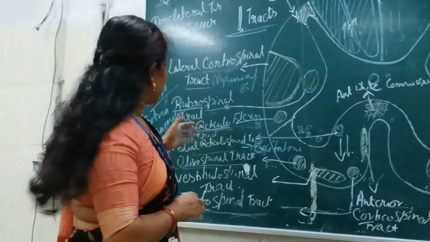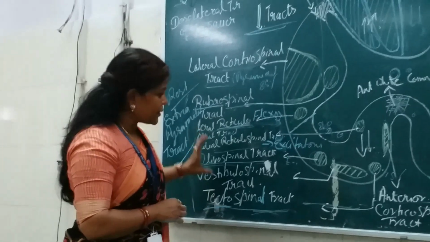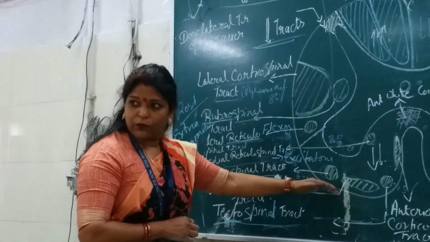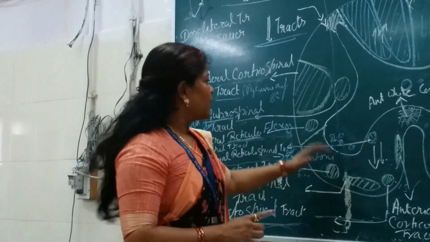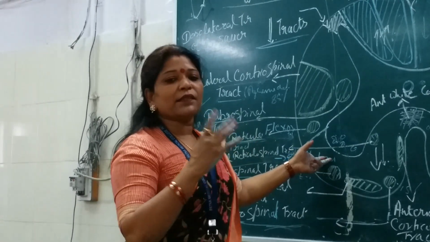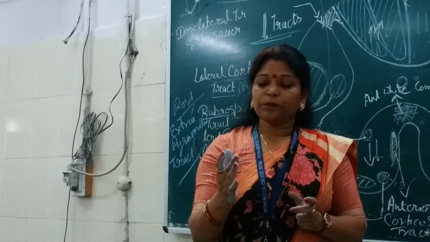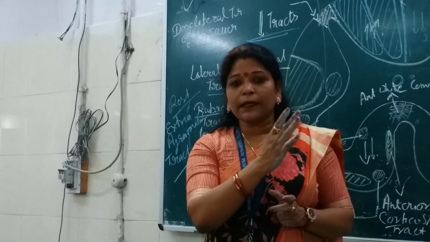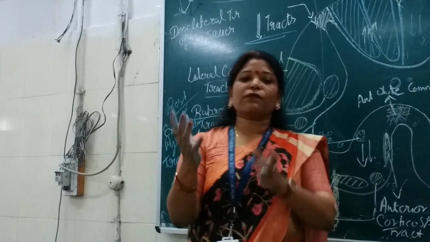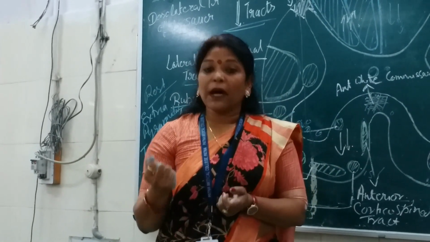All the descending tracts, extrapyramidal tracts, which I have enumerated here in the descending tracts, whether in the lateral funiculus or the anterior funiculus. What is the function of these extrapyramidal tracts? For the balancing, it is helping in the extrapyramidal function of the body. It is related to functions other than the voluntary and cerebellar function, for the maintenance of the posture and the tone of the muscles.